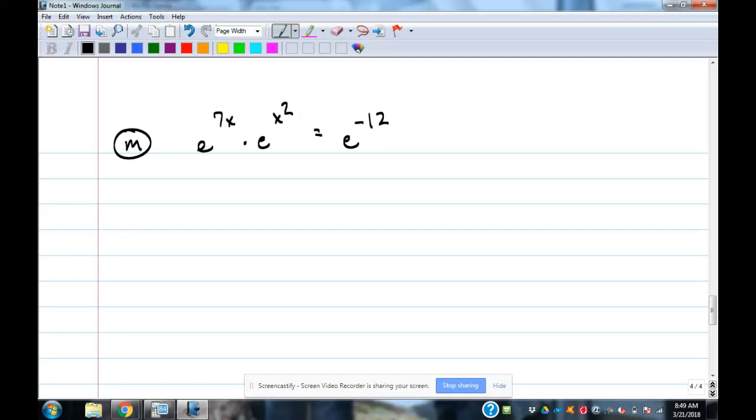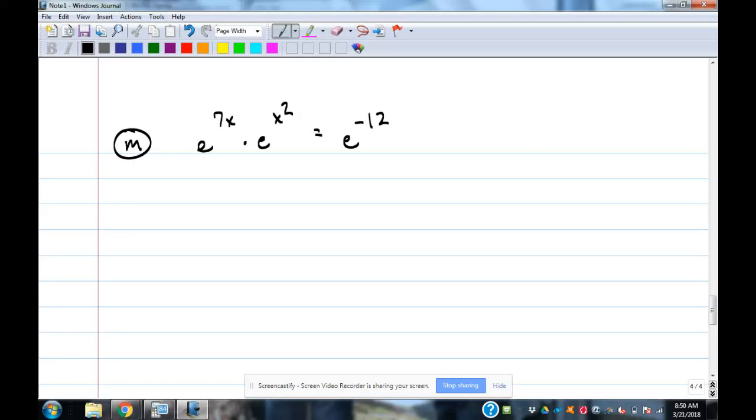Because what's the same? The bases are the same. So the exponent rule here is if you're multiplying two things together that have the same base, you add those exponents together. So this is really e to the x squared plus 7x equals e to the negative 12. And then the bases are the same, so our equation is x squared plus 7x equals negative 12. That's the equation we're going to work.